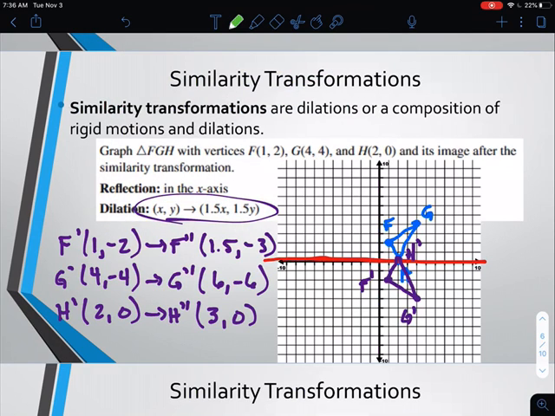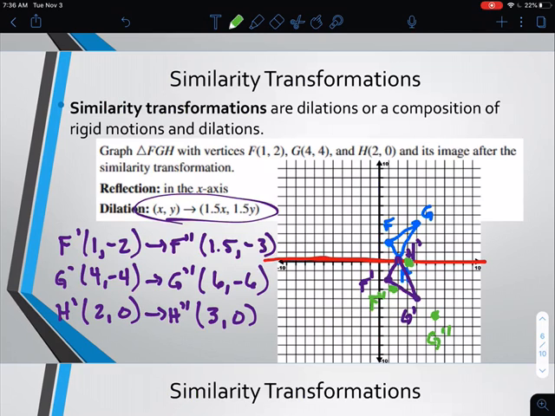And so in this case, I'm going to choose a different color here. When I plot these new points, so F double prime is at 1.5, negative 3. So we go right 1.5 and then down 3. So we're somewhere right in here. There's F double prime. Then we have 6, negative 6. So we go right 6 and down 6. And there's G double prime.